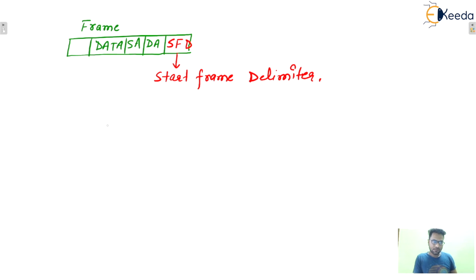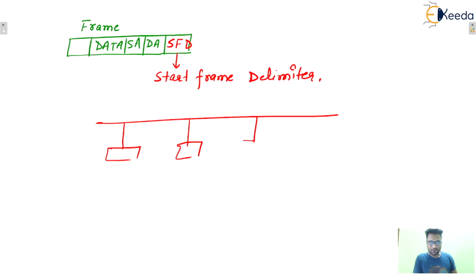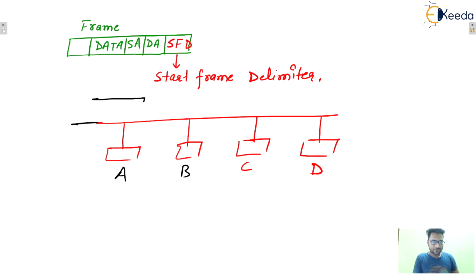So let's say this is one channel, a broadcast channel, where various stations are there. And let's say one frame is transmitted, let's say this is A, this is B. Let's say A transmits one frame, and let's say the destination address is C, this is some data part, and so on. So this is the destination address. This frame will go to B, then to C and D everywhere.